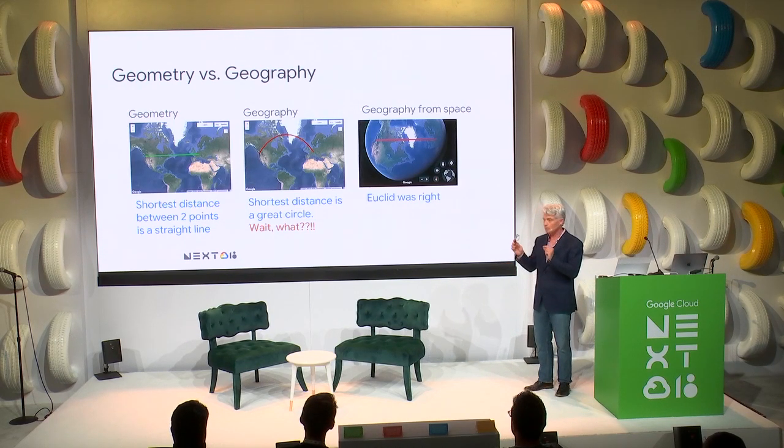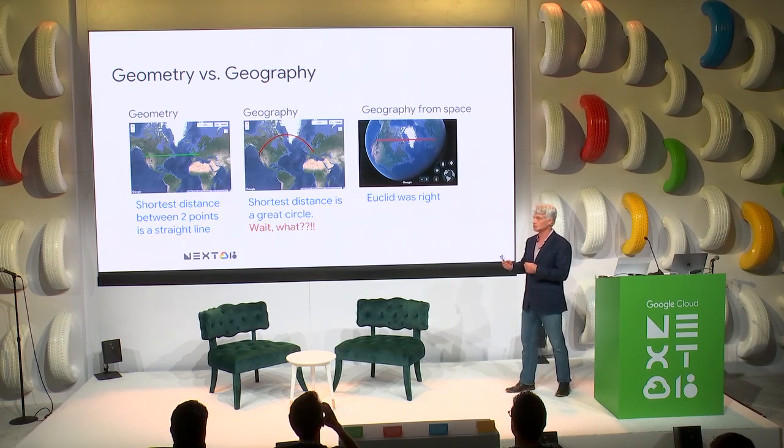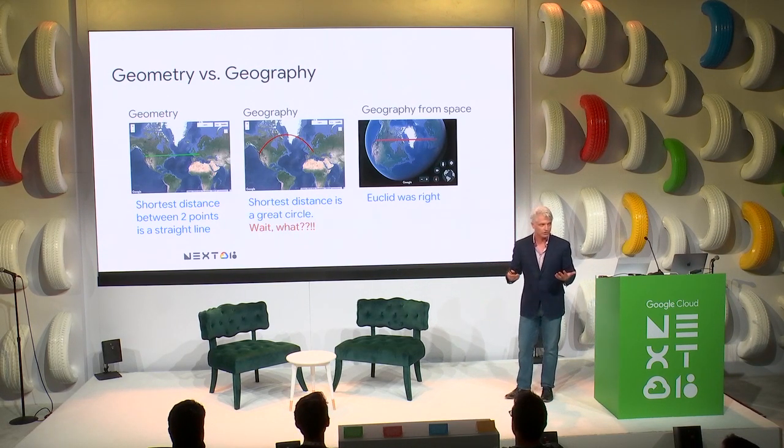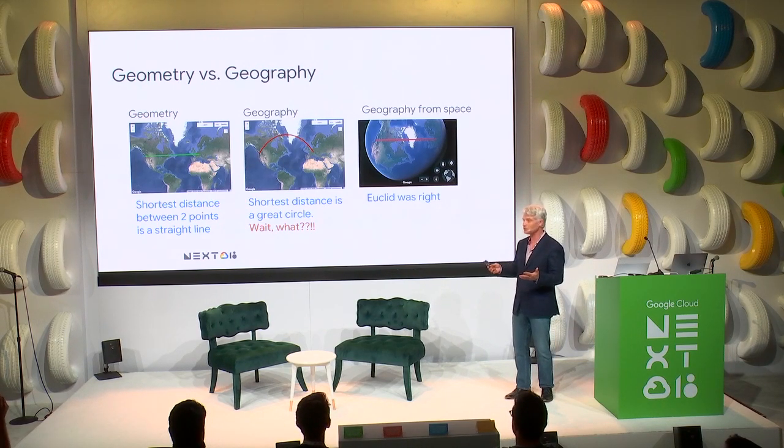So the point of this is that if you want to express geometries on the surface of the Earth, obviously you've got to take the curvature of the Earth into account. Otherwise, you get the math wrong. That's really the whole point of this.